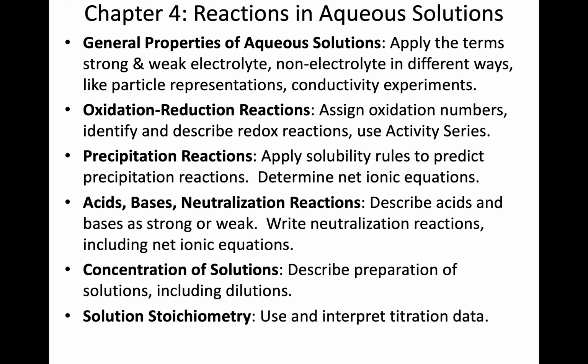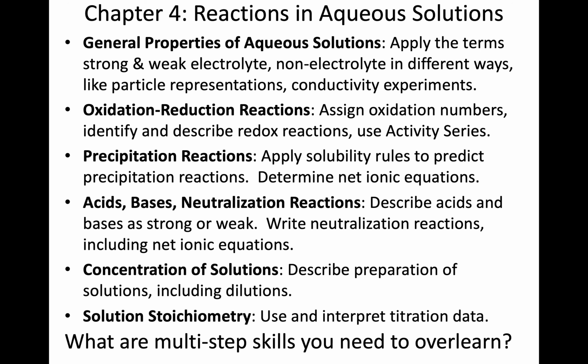So look within the different topics here that we have within Chapter 4. Which of these are multi-step skills that is going to be beneficial to overlearn? As I look at that, using the activity series, we want to overlearn that and make sure we're very proficient at that. A plan for writing net ionic equations, we want to overlearn that. Being able to do dilutions, and especially aspects of the solution stoichiometry, these are all skills that we don't want to be clever during the exam. We just want to have a plan that will always work. Practice a plan and make sure that it always works.